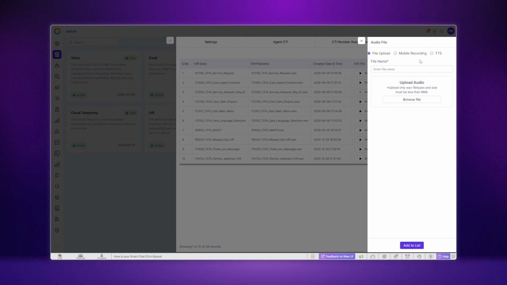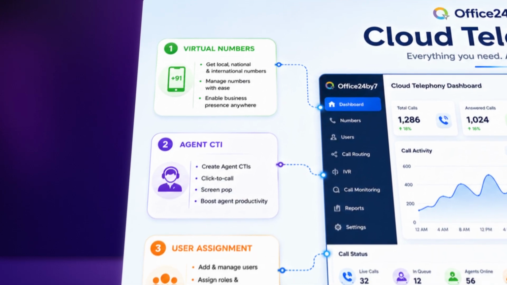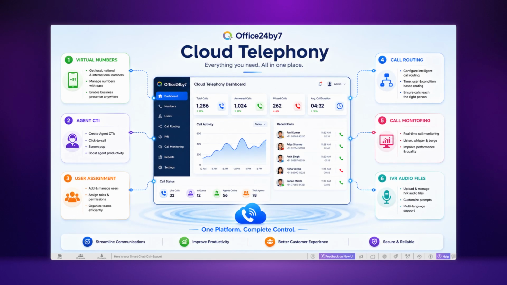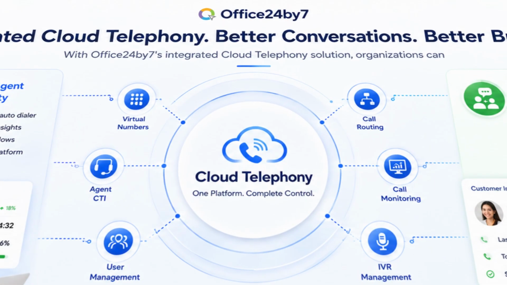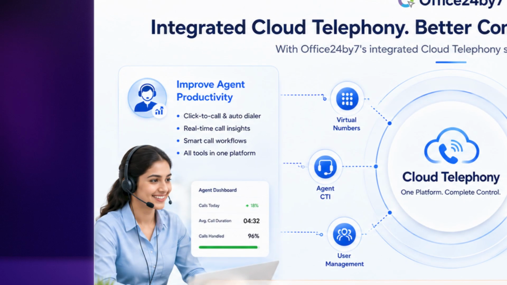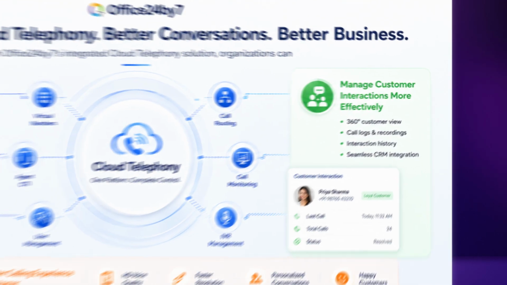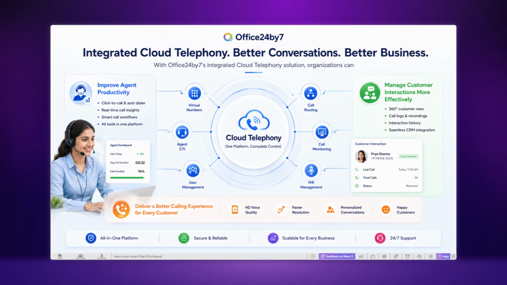And that's how you can configure Cloud Telephony in Office 24by7. From managing virtual numbers and creating agent CTIs to assigning users, configuring call routing, monitoring calls, and managing IVR audio files, Cloud Telephony provides everything you need to streamline business communications from a single platform. With Office 24by7's integrated cloud telephony solution, organizations can improve agent productivity, manage customer interactions more effectively, and deliver a better calling experience for every customer.